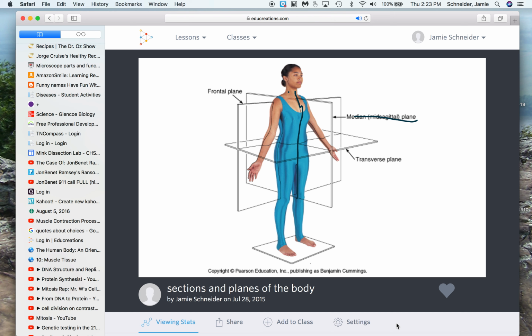If it's to the side of that, here or here or here, it gives you unequal right and left side, and that is called a parasagittal section or plane.